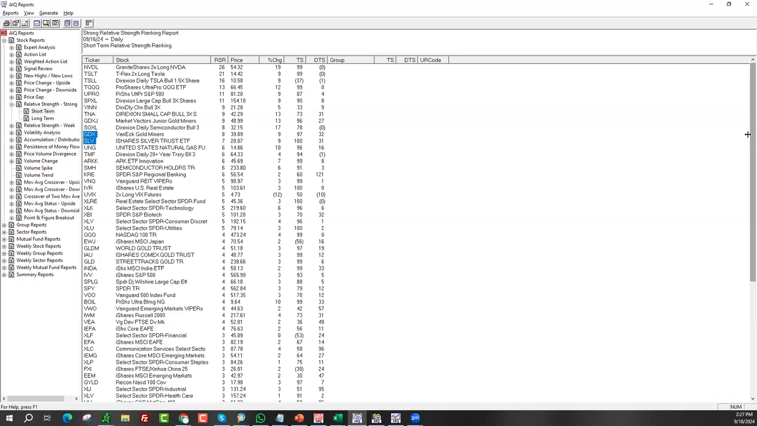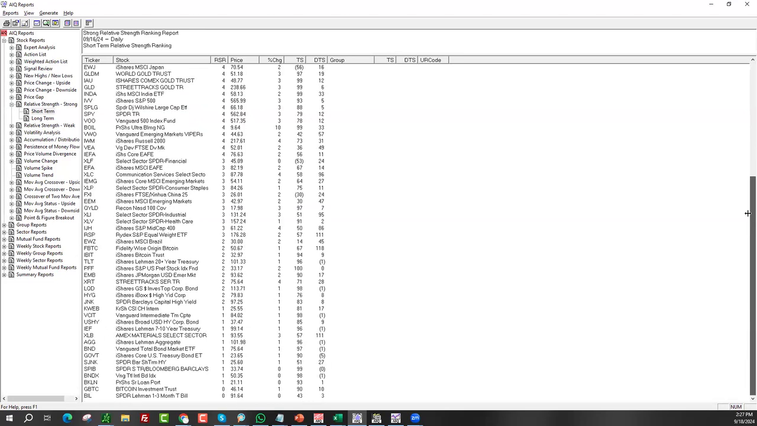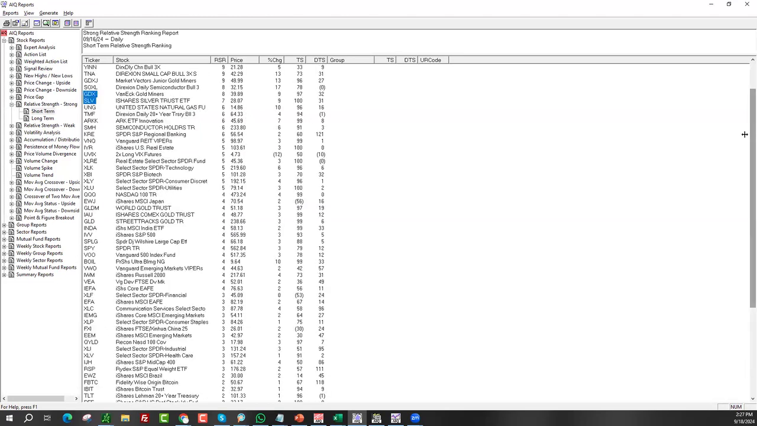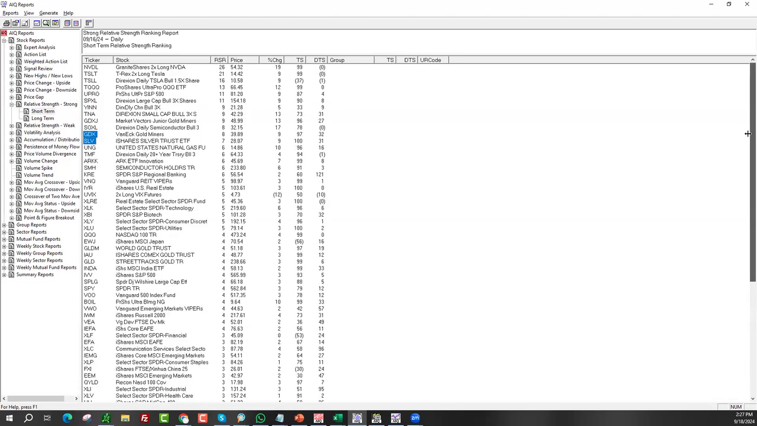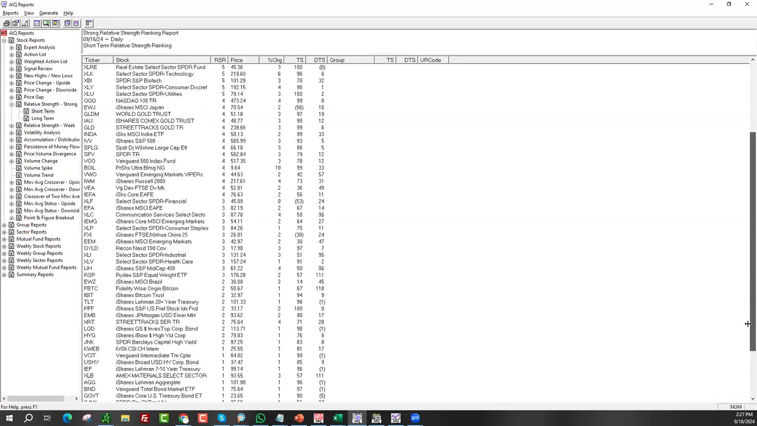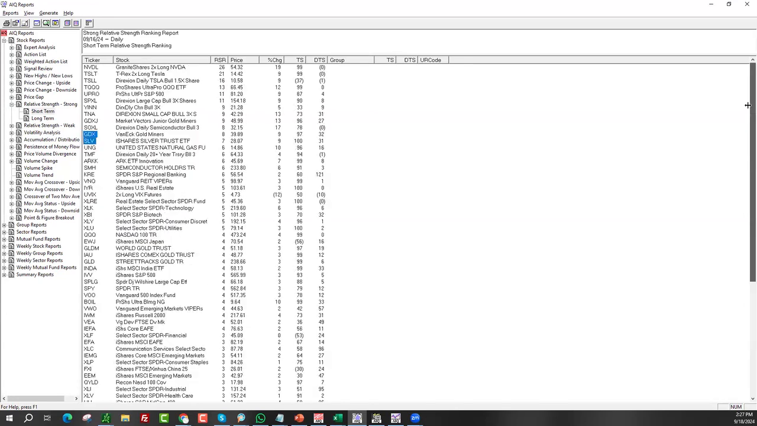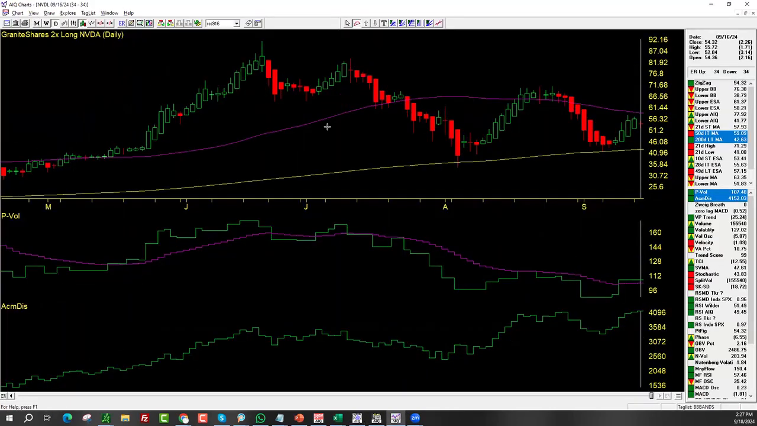Because remember, every single ETF gets to be in here. The ones at the top have the strongest relative strength, the strongest trend. The ones at the bottom have the weakest. So when we look at something like the NVIDIA leveraged ETF, we throw that into the chart here. I'm just going to size this down a little bit, drag this across here.